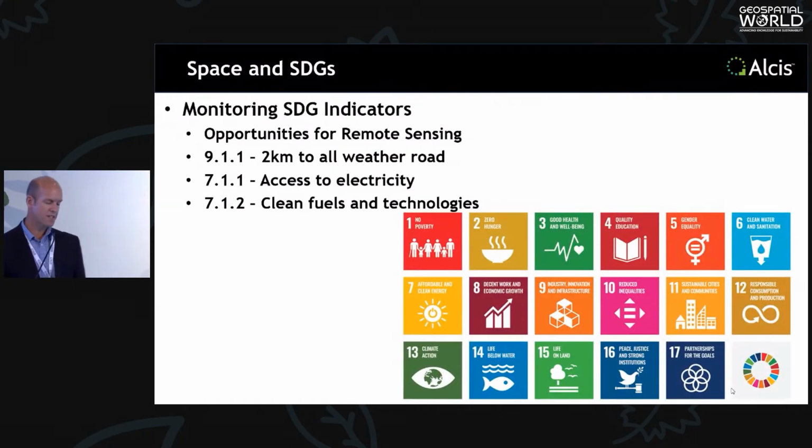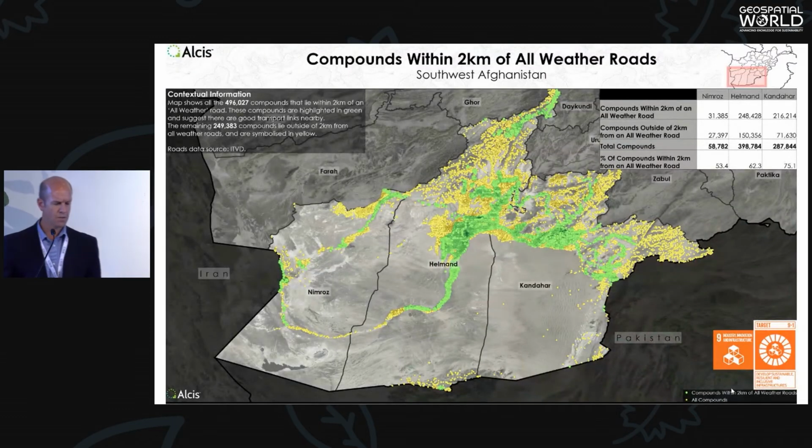So in terms of the SDGs, we've heard a lot about how we can monitor them, and I've got some examples of interesting ways that we've been applying these technologies to some particular problems in places where it's often hard to gather data. So the first one I want to talk about is 9.1.1. This is population in proximity to all-weather roads.